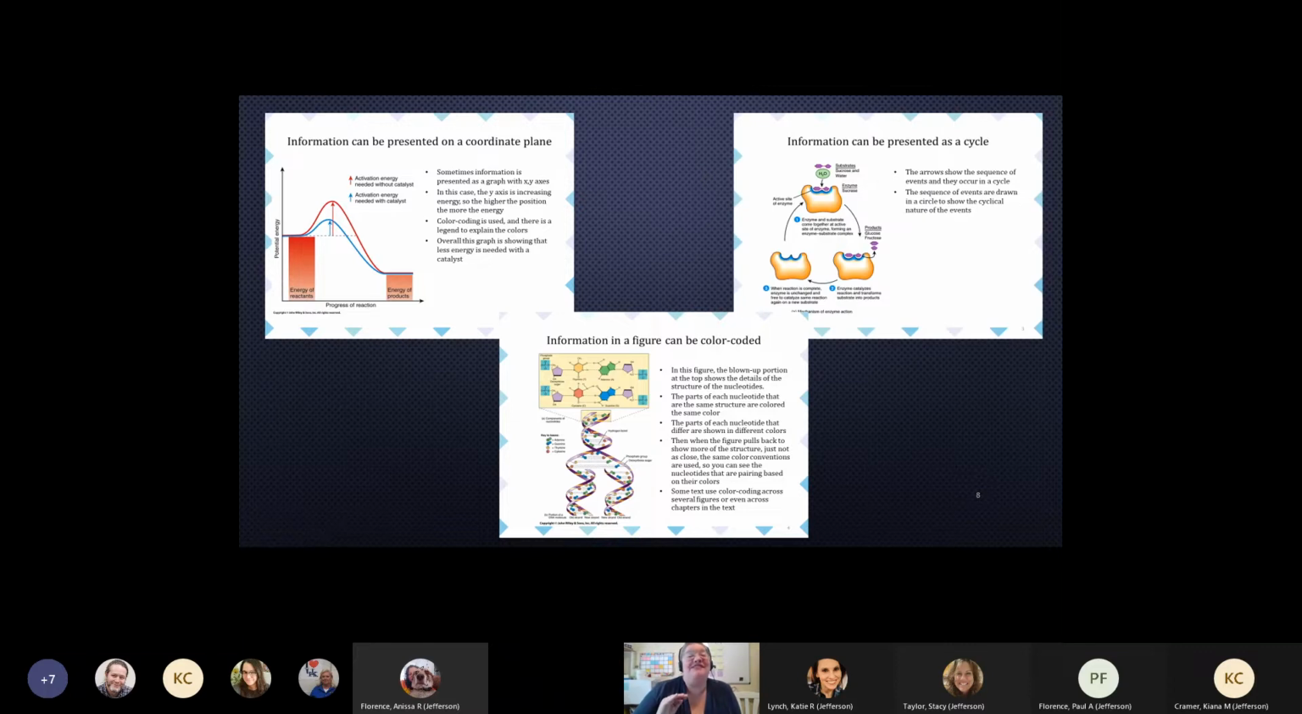Information can also be presented cyclically or in a cycle. So we talk a little bit about how our textbook presents information as a cycle. Here, this is kind of 3 steps in a cyclical process. The substrate binds to the enzyme. It gets catalyzed into its products, and the enzyme is unchanged and can go on and do this over and over again.